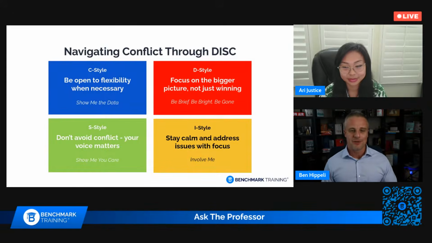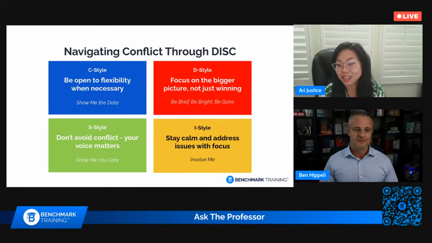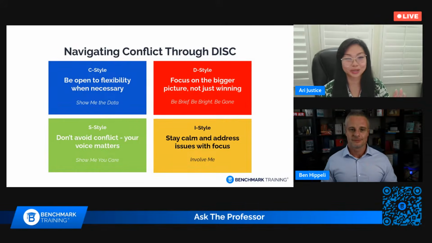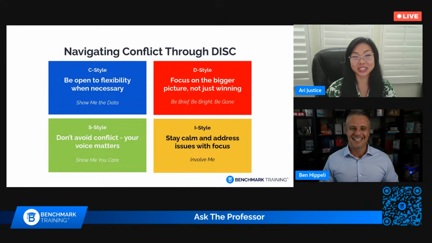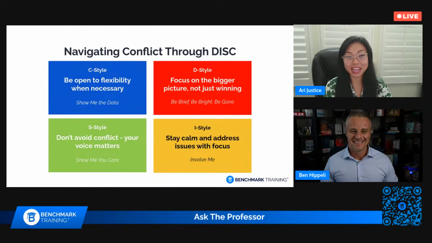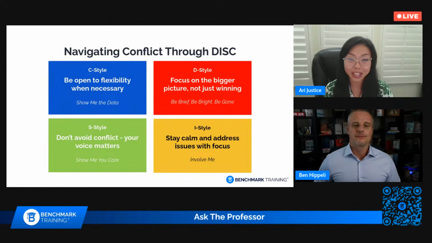What's the cheat sheet for S and I? Ari, I'll start off with the I styles. So stay calm and address the issues with focus. That's hard. Point is with focus. So focus on the issue and only that issue. Collaborate with your team. I know you guys like to get involved. This is the perfect time to collaborate with your great team.